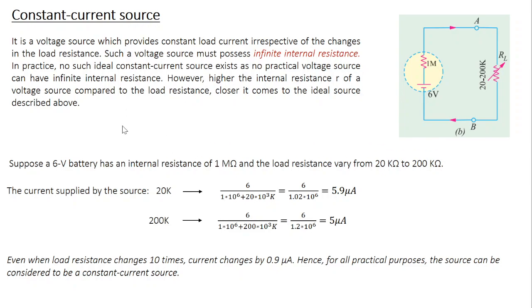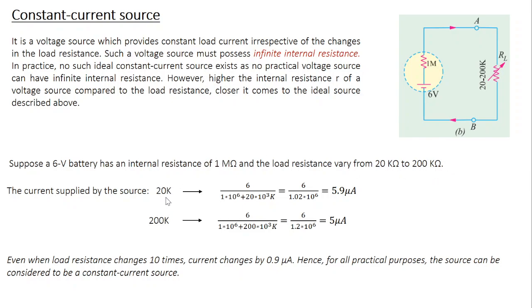Once again, let's numerically analyze how a high internal resistance ensures constant current from the source. Let's consider a 6-volt battery which has a huge internal resistance of 1 mega ohm. Assume that you are varying the load resistance from 20 kilo ohm to 200 kilo ohm. Let's now calculate what is the current from the source corresponding to these two load resistances.